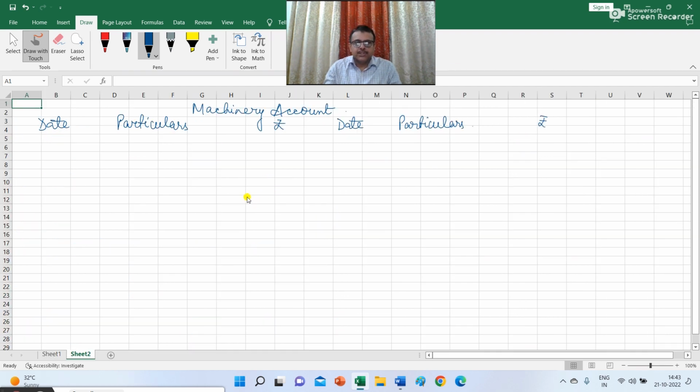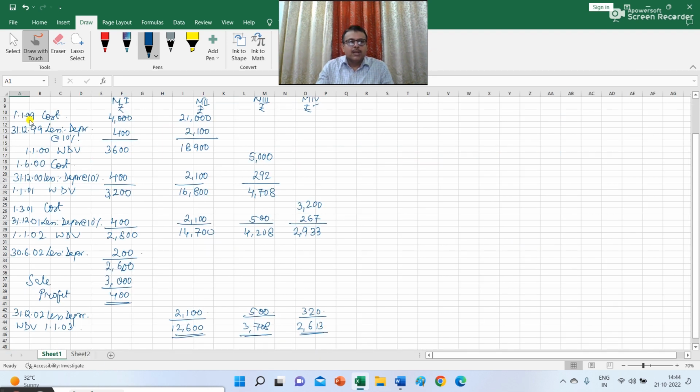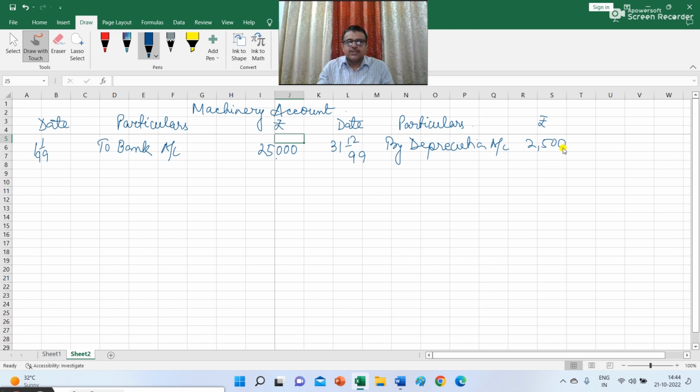So I have prepared the structure of the machinery ledger. On 1st January 99, machinery was purchased for rupees 25,000. So in machinery ledger I am writing here on 1st January 99 to bank account 25,000. And on 31st December 99, depreciation was charged on this machine for rupees 2,500. You can see in the working, the machinery cost rupees 25,000 was purchased on 1st January 99, and depreciation for the whole year, that is 400 plus 2,100, sum total of these two is 2,500. So depreciation is charged for rupees 2,500, and the balancing figure is the written down value, which is 22,500.